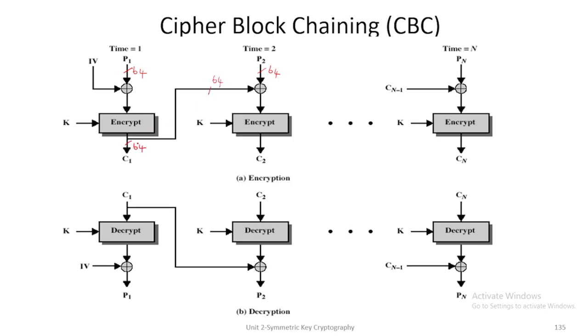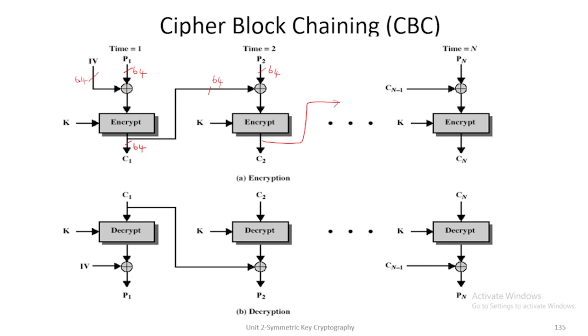But the output of the first block is given to the input of the second block, which means we should do an XOR operation. In the same way, its consecutive values are given to successive blocks, and we do an XOR operation of both the plaintext value and the previous ciphertext value. But the first block contains only 64 bits of plaintext. So with what value should we do the XOR operation for the first block? This is called the initial vector.